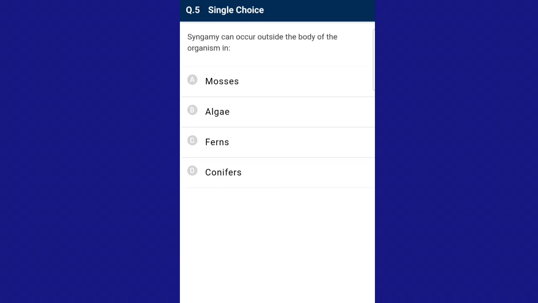Question number 5. Syngamy can occur outside the body of the organism. Fusion of male and female gametes is called syngamy. External fertilization is present in lower plants and occurs in water. It occurs in algae when both male and female gametes are released in water, where they come in contact and undergo syngamy. So the answer is option B, algae.